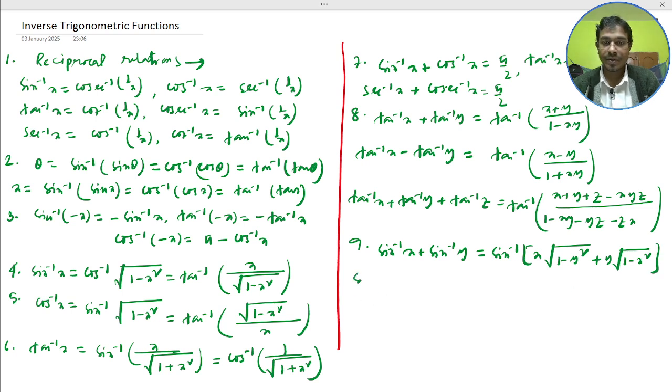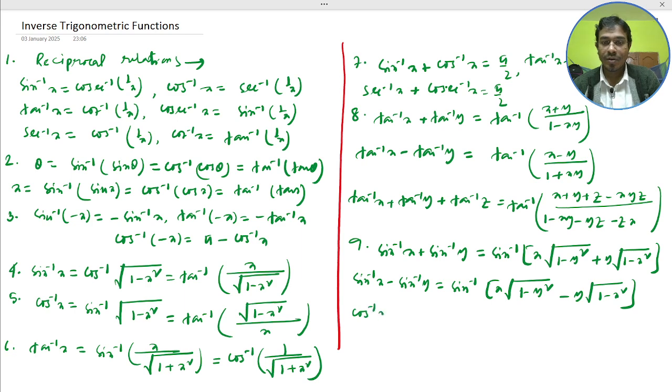Next, sin inverse x minus sin inverse y, that is equal to sin inverse of x root over 1 minus y square minus y root over 1 minus x square.